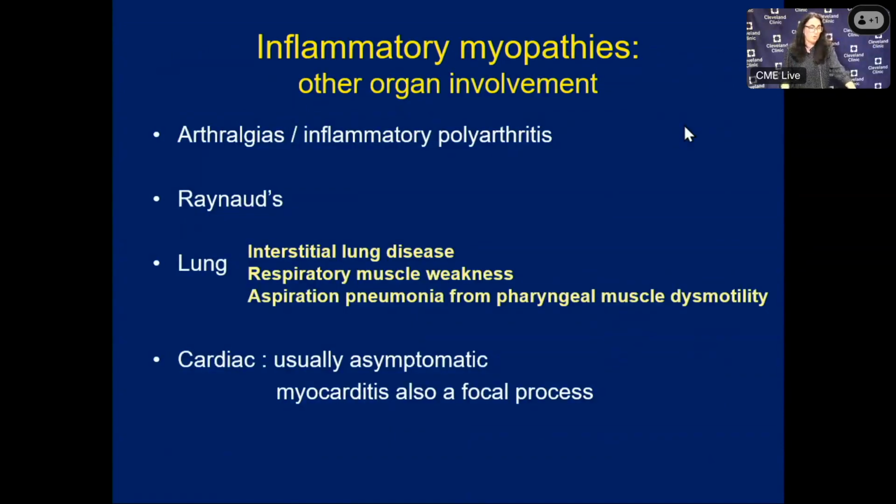Other organ or extramuscular involvement in inflammatory myopathies is actually common. Patients may present with just arthralgias or true inflammatory polyarthritis, although erosive arthritis is not common. Raynaud's. Lung involvement, which can manifest as interstitial lung disease, respiratory muscle weakness, or aspiration pneumonia that comes from pharyngeal muscle dysmotility. So it's important to evaluate what exactly is going on in the lungs, how the lungs are being affected, as the treatment will be different.